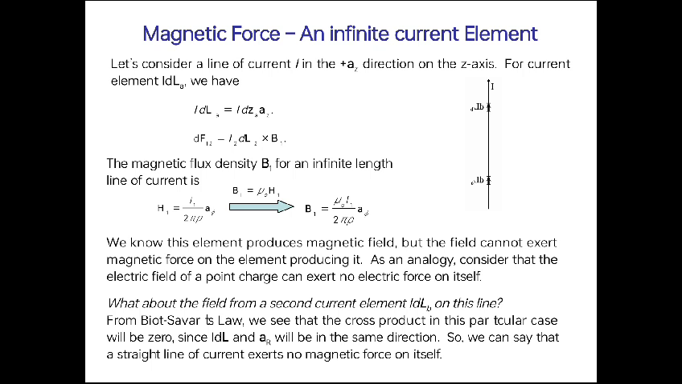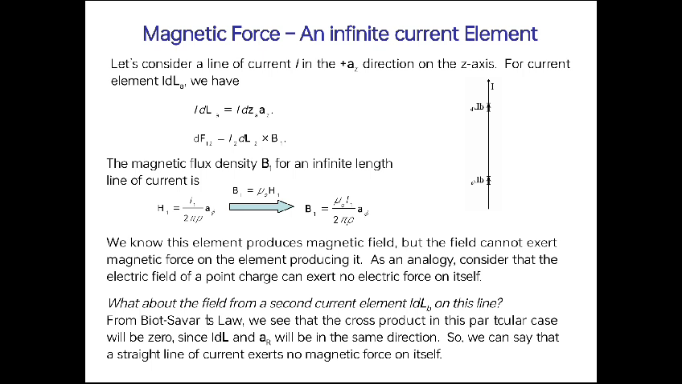Magnetic force of infinite current element. Let us consider a line of current I in the az direction on Z axis. For current element I dl, we have I dl is equal to I dl into az, where az is the unit vector in the direction of Z axis. The force is given as dF is equal to I dl cross B, where B is the magnetic flux density for an infinite line of current.